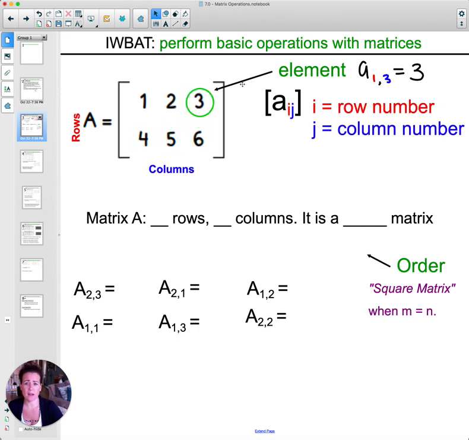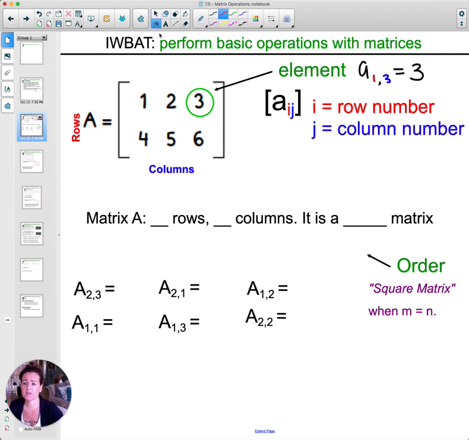This specific element right here is element a. So the matrix is capital letter A, and then when we do the element, we would do lowercase a, and then we do the row and then the column. So this element is in row 1, column 3. This is just the generic form. As you move up in math, when you're doing matrices, they'll call the rows i and the columns j. So i is going to be your row, j is your column number.